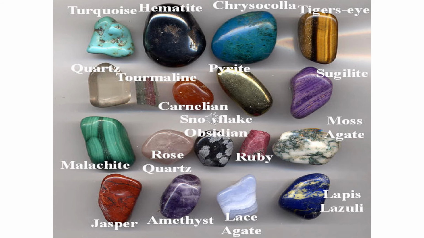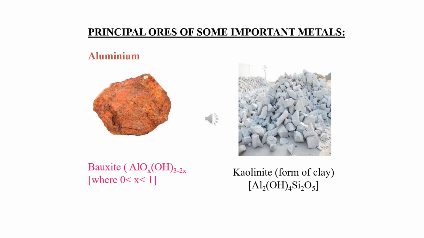Aluminium is a major component of many igneous minerals, including mica and clays. Many gemstones are impure forms of aluminium oxide, and the impurities range from chromium in the ruby to cobalt in sapphire. We can see some of these gemstones in the picture given here. Let us see some principal ores of important metals. First on the list is aluminium. In the picture, we see two ores of aluminium.